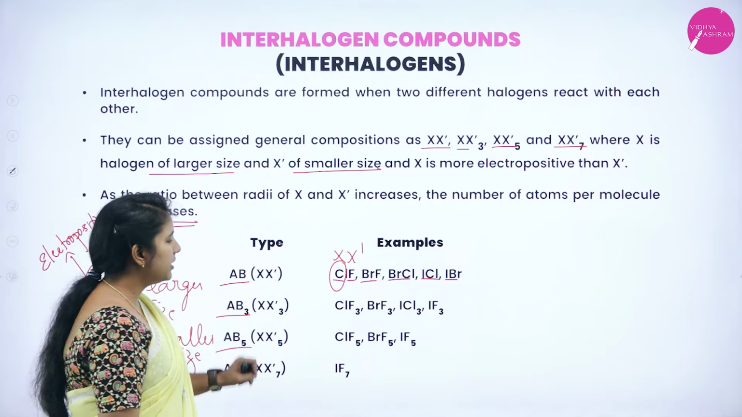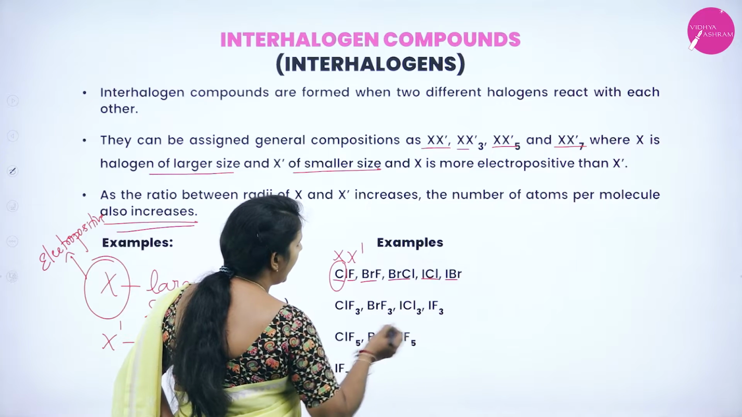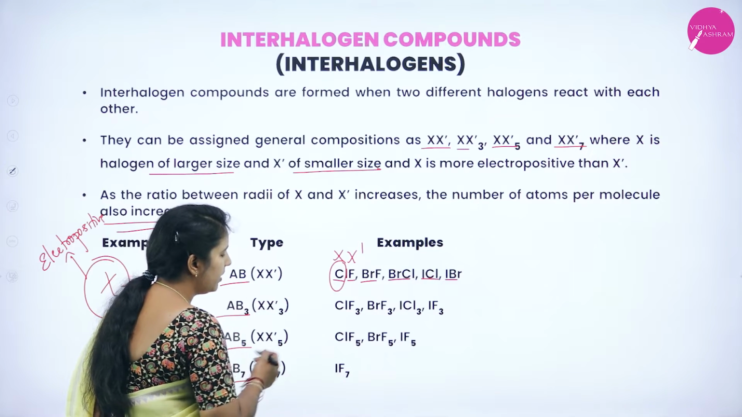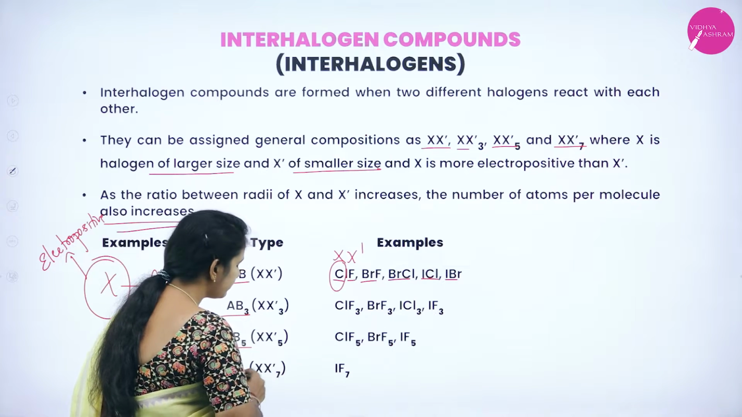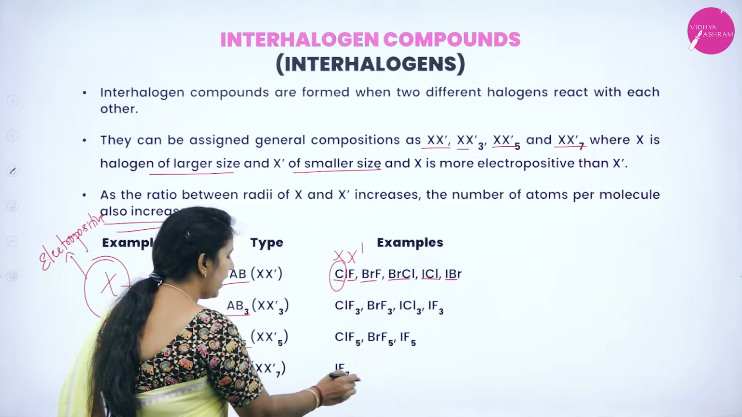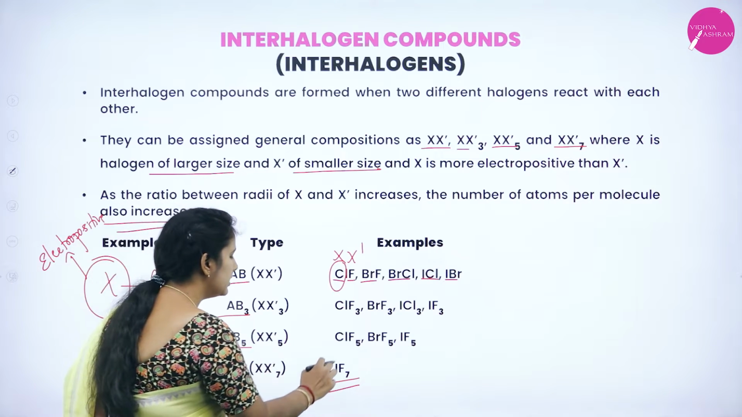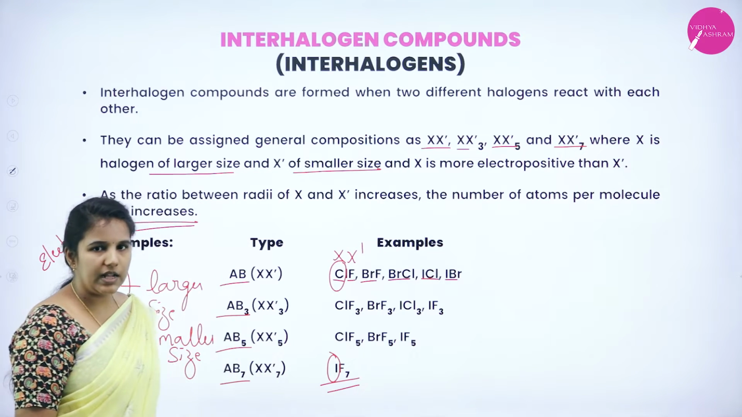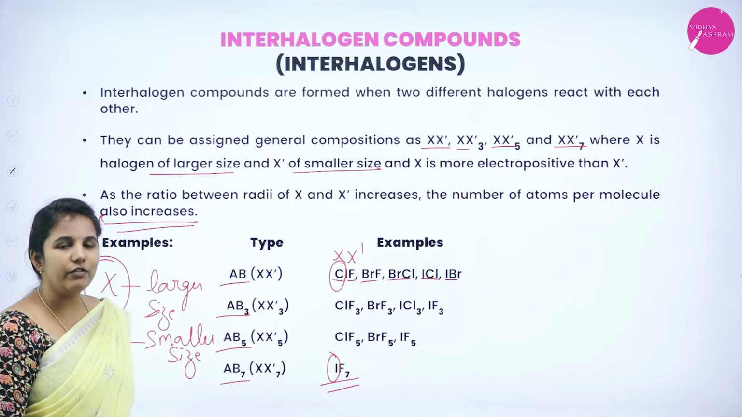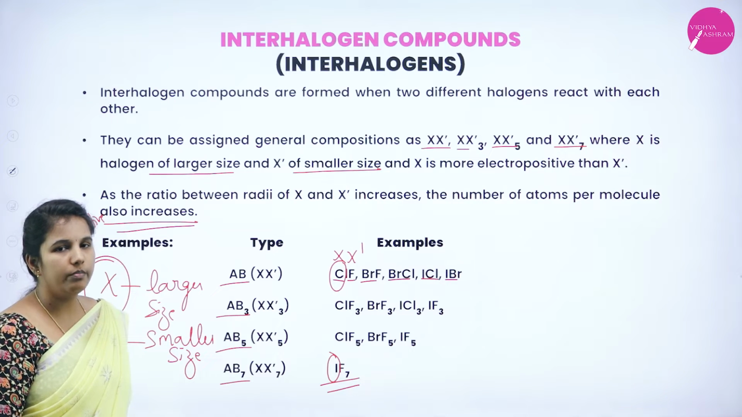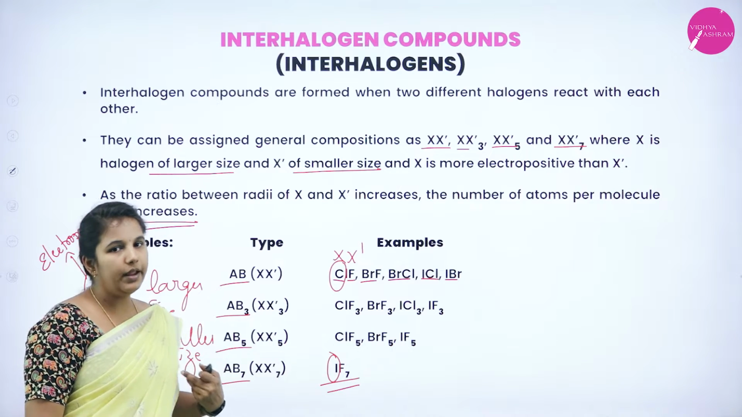Then the AB3 type examples go like this: ClF3, BrF3, ICl3 and IF3. Similarly, for AB5 we have ClF5, BrF5 and IF5. For AB7 we have only one type, that is IF7. Remember, always the first halogen atom should be larger in size, the second halogen atom should be smaller in size, and the first halogen atom should be more electropositive than the second halogen atom. Then only the interhalogen compounds will be formed.